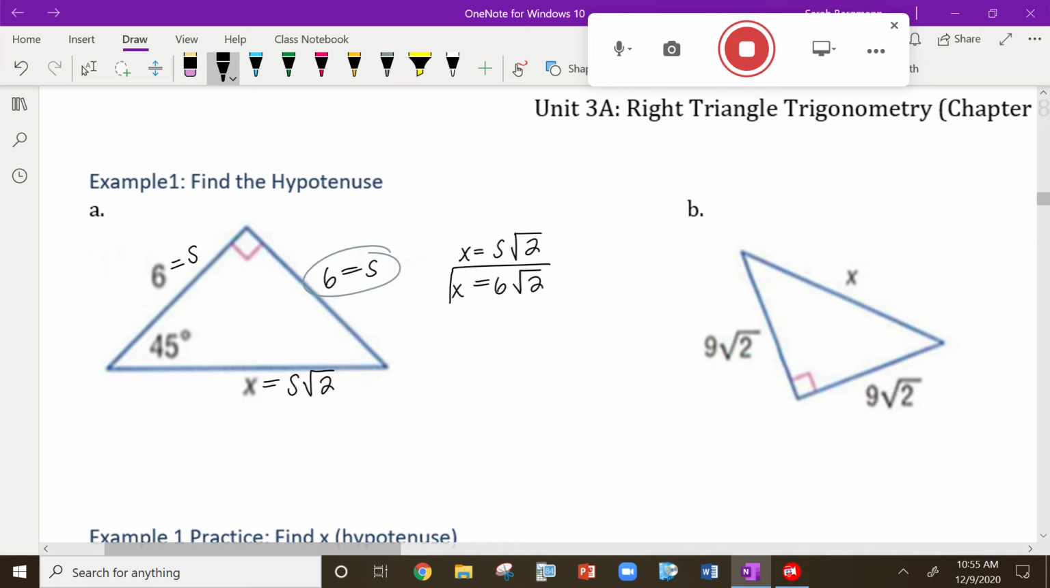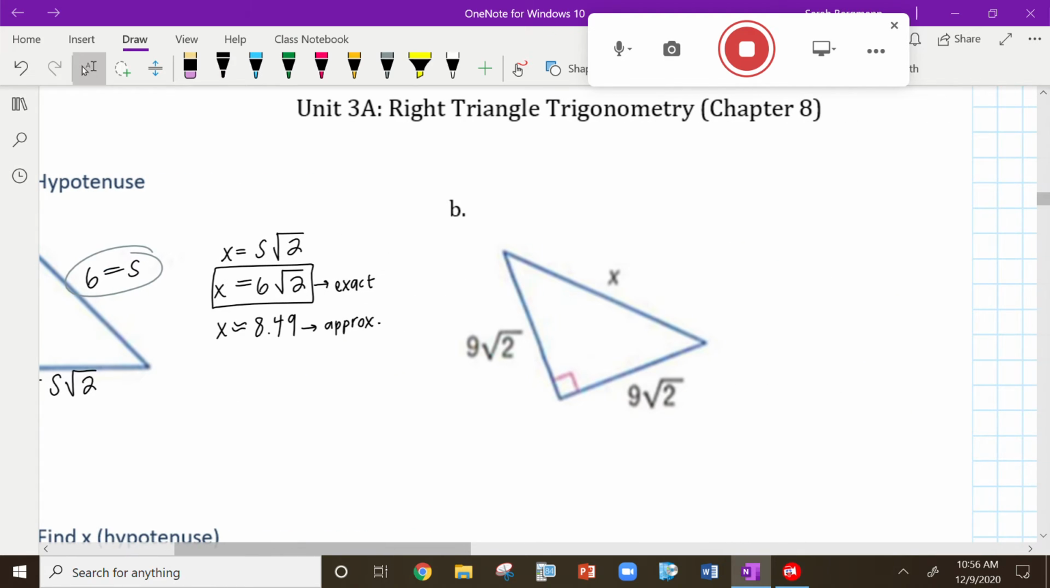This one I don't have to simplify at all. It's just 6 radical 2. If you wanted to find an approximate answer, you would plug this into your calculator: 6 times the square root of 2, which is 8.49. So 6 radical 2 is a great answer, and 8.49 is also a great answer, depending on what the problem's asking you for. This is exact. This is approximate, since I rounded.